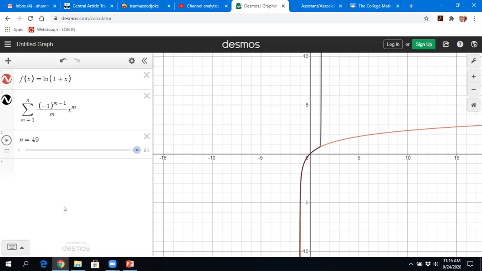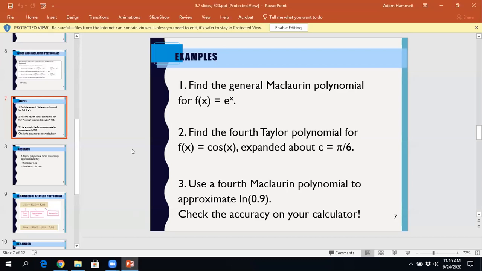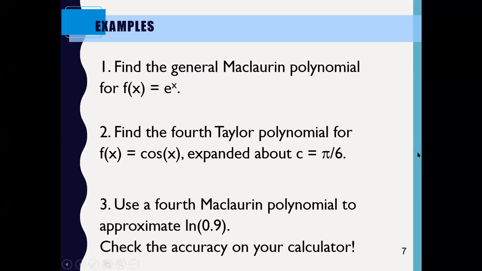Okay, so going back here, let's go in here. I wanted to use this to approximate something. Use the 4th Maclaurin polynomial to approximate the logarithm of 0.9. Okay, now what did we just find out? Let's write this in here just so that we have it.